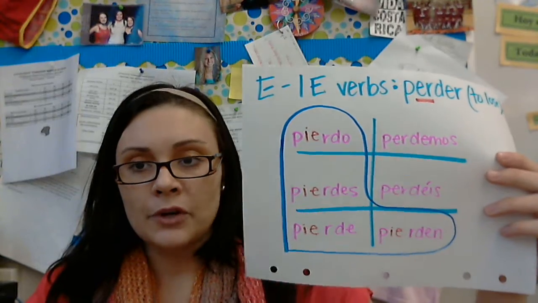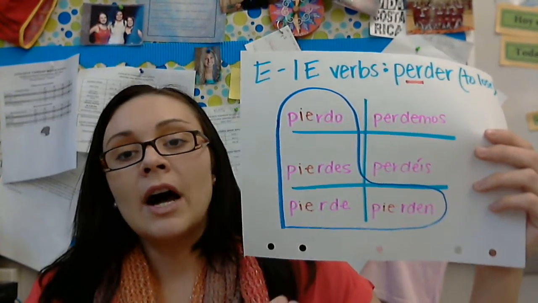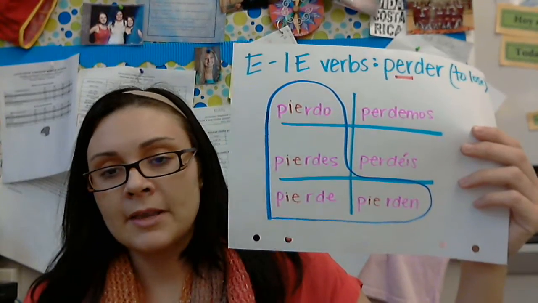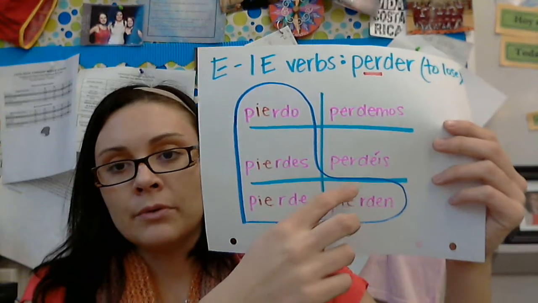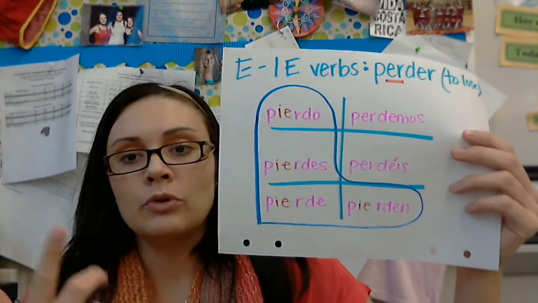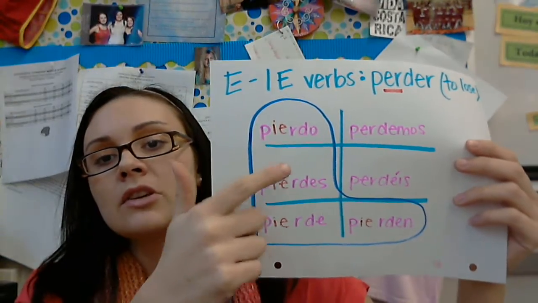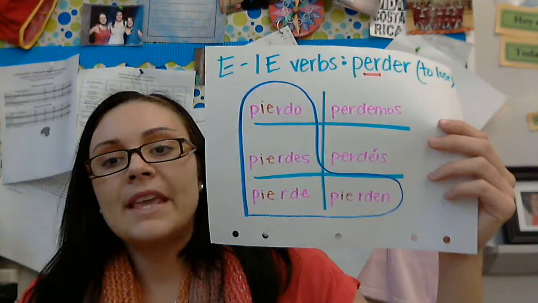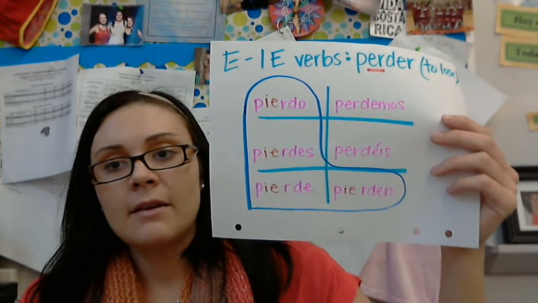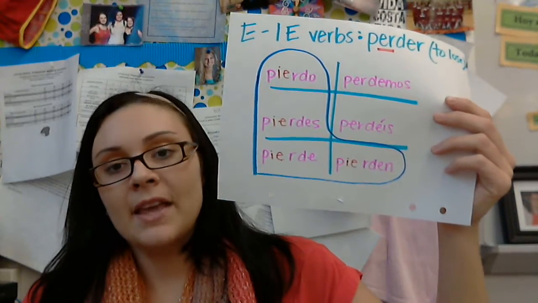Therefore, what you want to do first is take off the ER on the very end of the word. You conjugate it like a normal ER verb in the present tense. Then, whatever falls in the boot, which is always yo, tu, el, ella, and ustedes, you change those E's to IE. So it becomes pierdo, pierdes, pierde, perdemos, perdéis, and pierden.